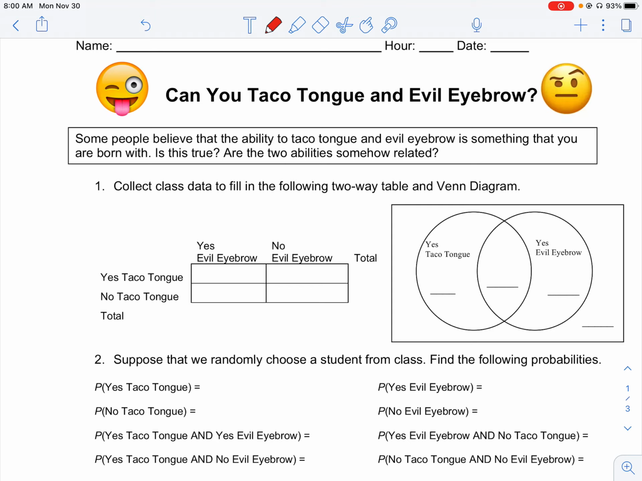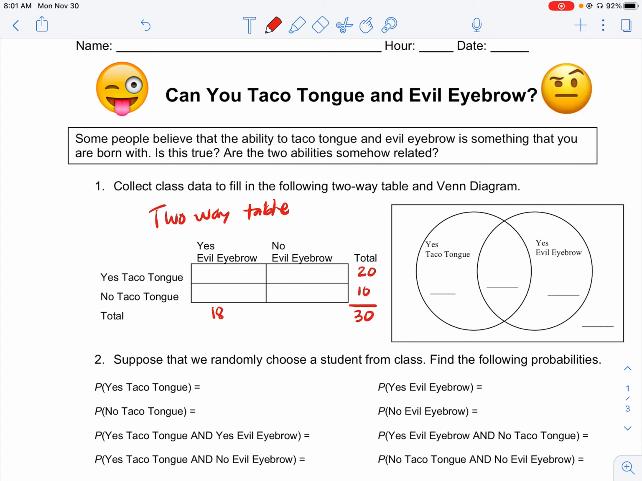Today we're going to be learning more on mutually exclusive events, the general addition rule, how to make a two-way table, and how to make a Venn diagram from a two-way table. In the survey that I posted, 30 students responded altogether. 20 were able to do a taco tongue, and 10 were not able to do a taco tongue.